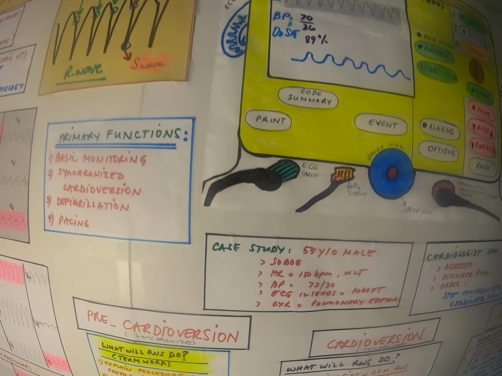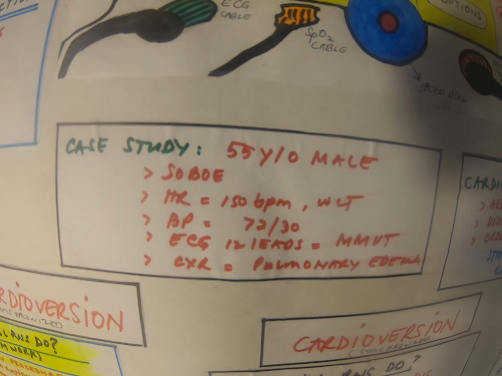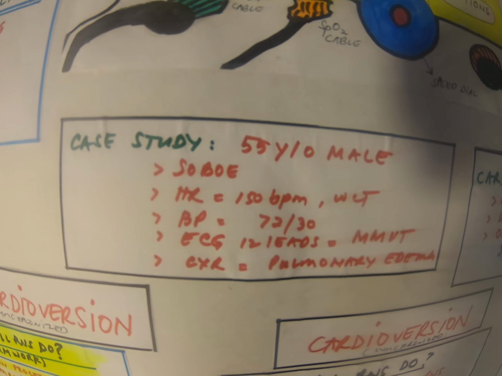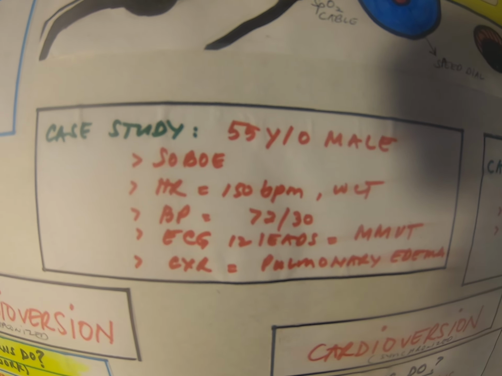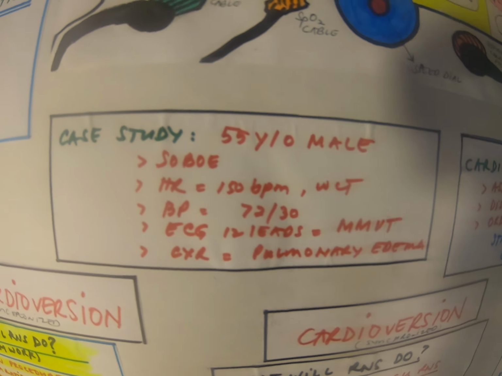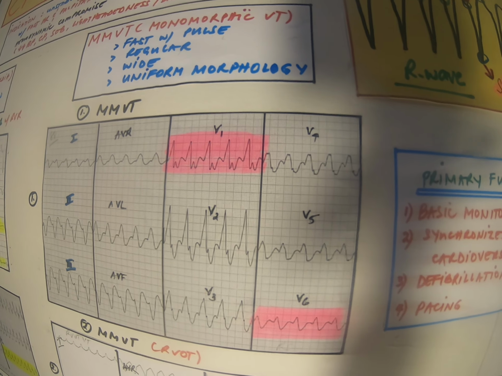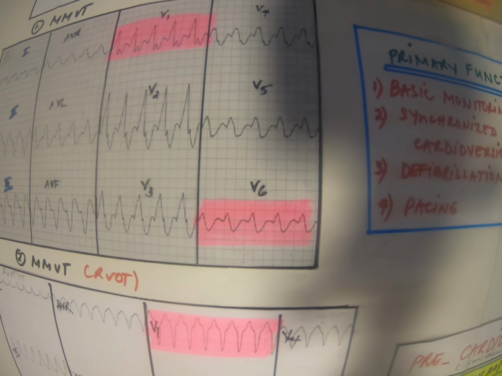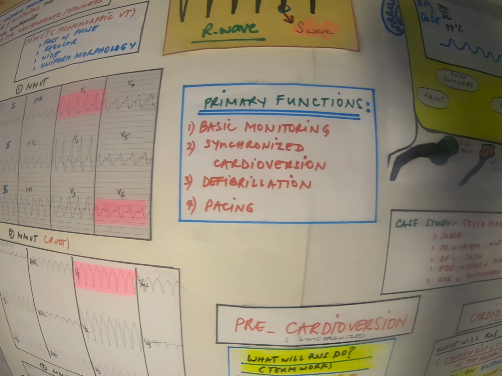We have a case study of a 55-year-old male, short of breath on exertion, with a heart rate of 180 beats per minute, wide complex tachycardia, and blood pressure 72/30. The 12-lead ECG revealed a monomorphic VTAC. Here we have a right bundle branch pattern in V1, and an RS in V6, which is conclusive of monomorphic ventricular tachycardia. And this patient has a pulse.